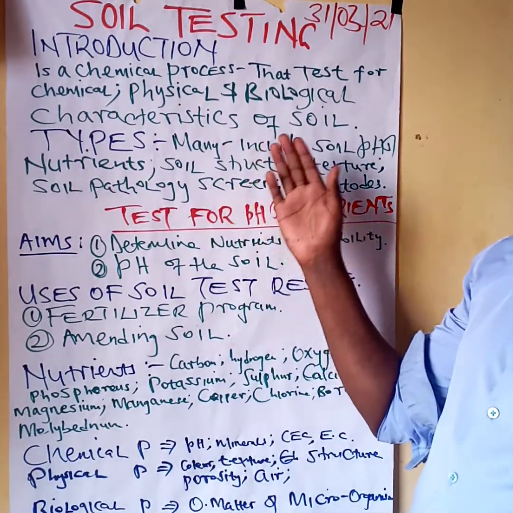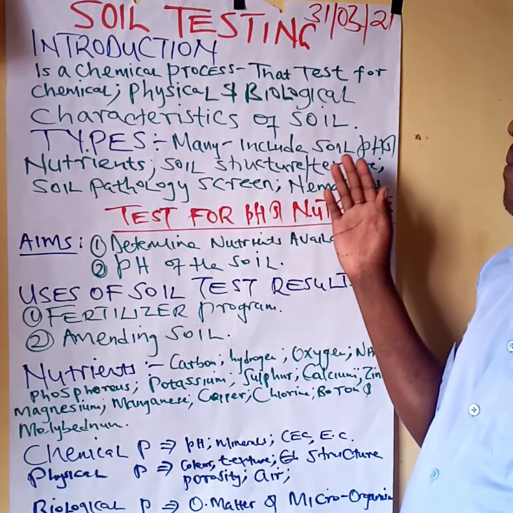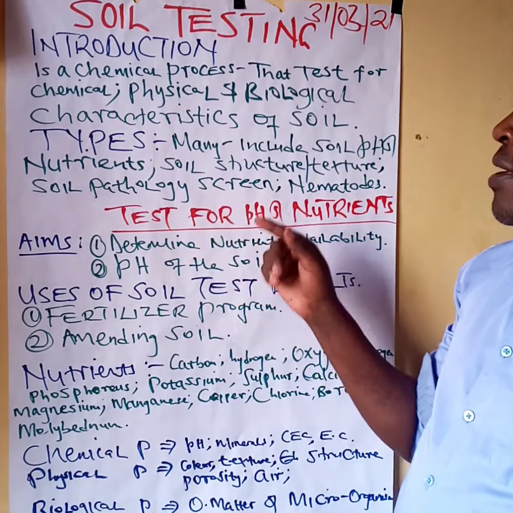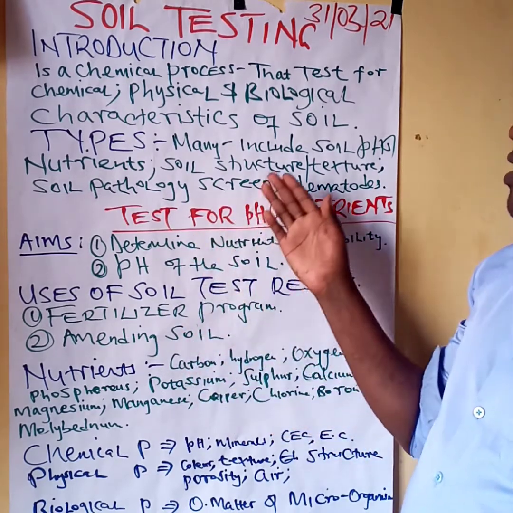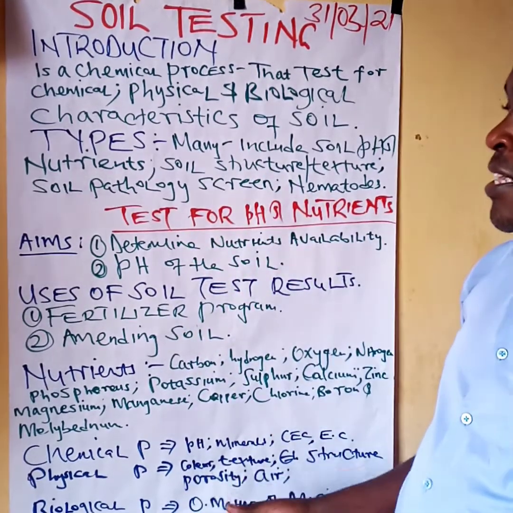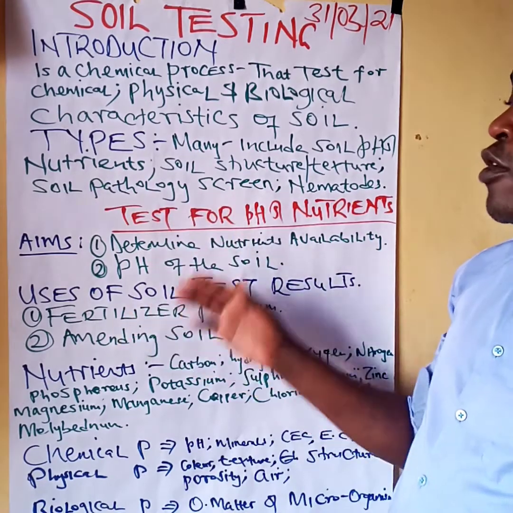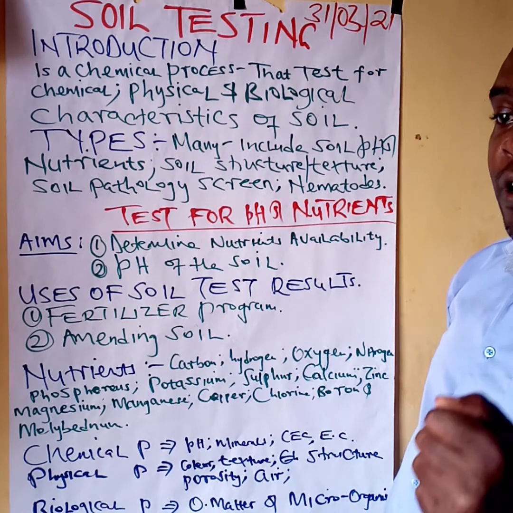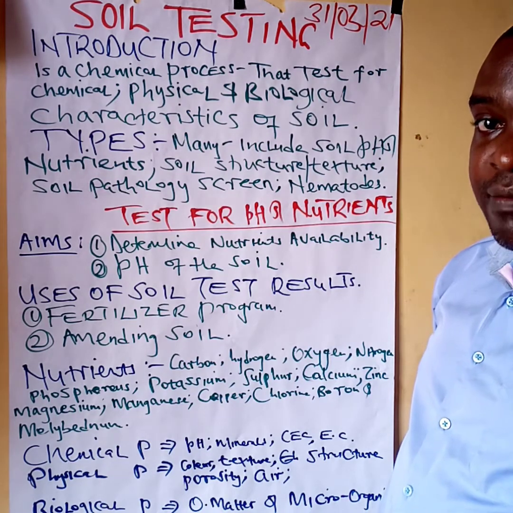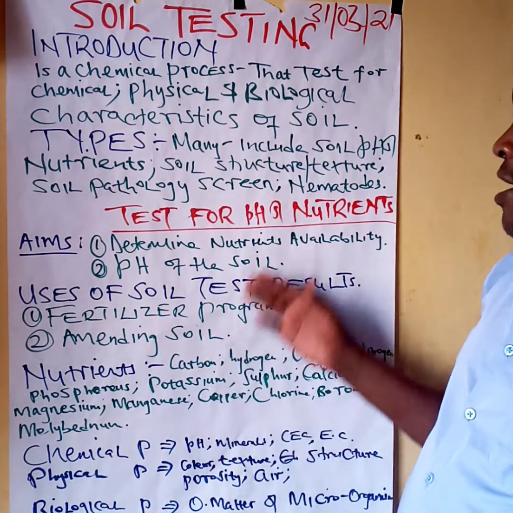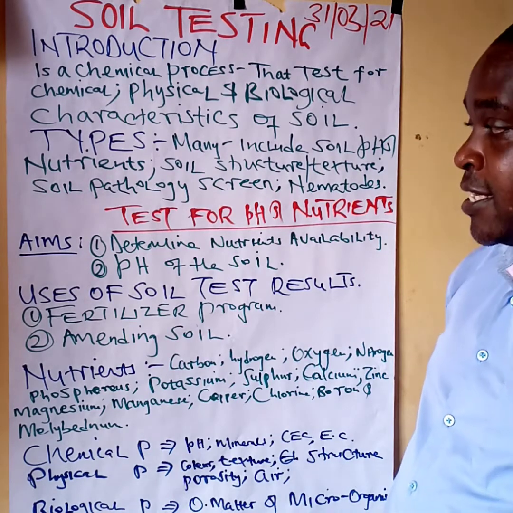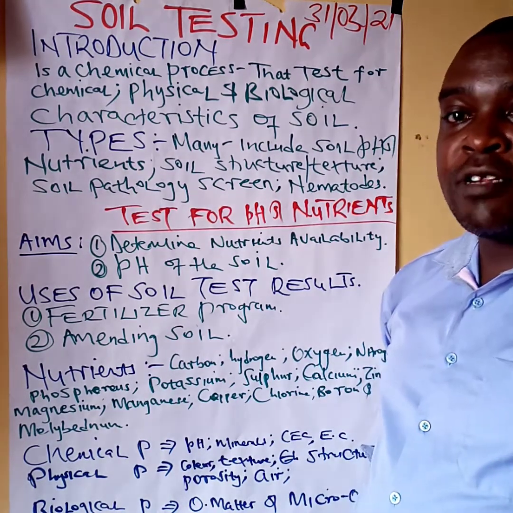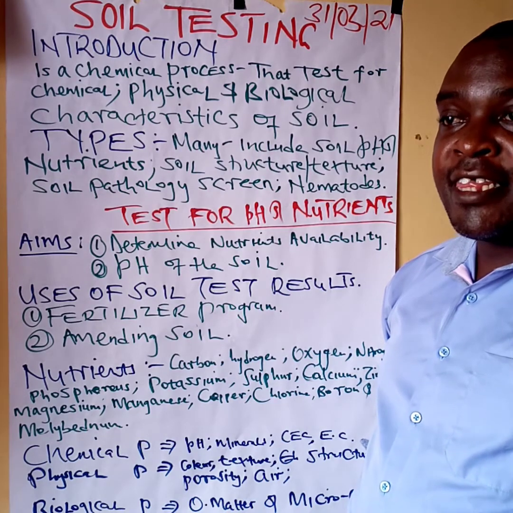You may decide to do a soil pH and nutrient soil test, which I'll majorly talk about. You may do a soil structure test. You may go ahead and do soil pathology to ascertain the kind of disease-causing microorganisms that are in the soil. You may also do nematode analysis. Today, I want to deal mostly with the soil nutrients and the pH.